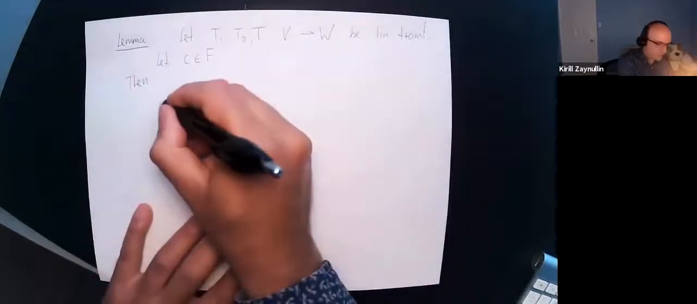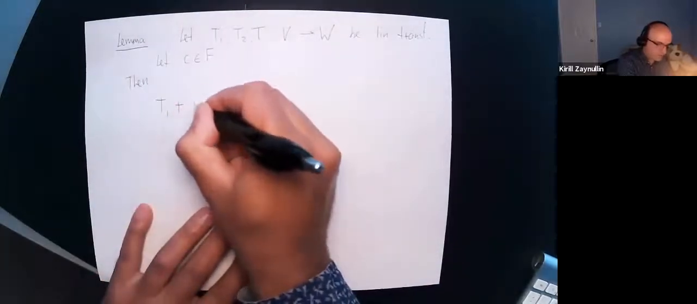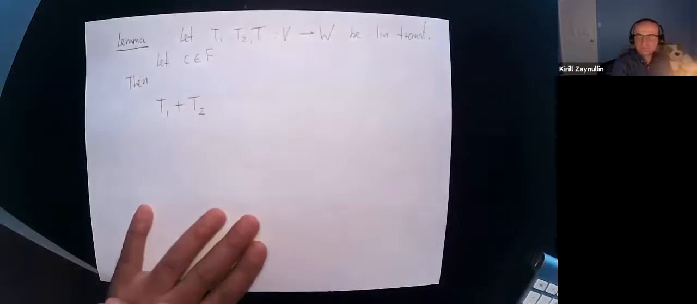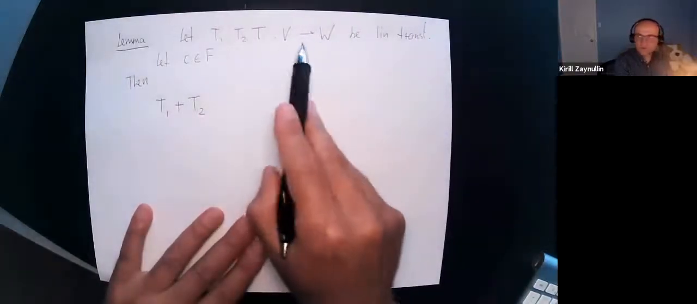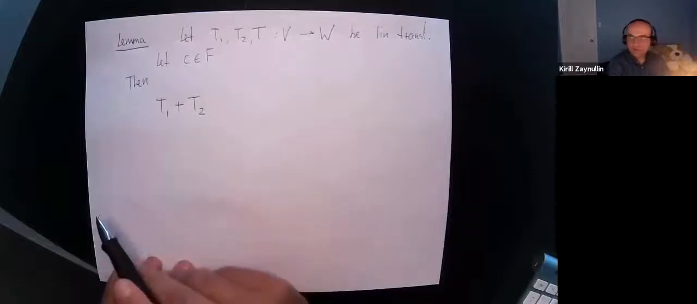Of course, let's take T1 plus T2. We can do it, right? Because T1 and T2 are functions, so we can take the sum of functions. We have seen already how to do it. And this, of course, gives us a new linear transformation. And one may wonder what will happen with the transformation matrix of it.